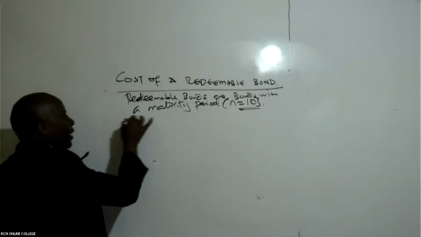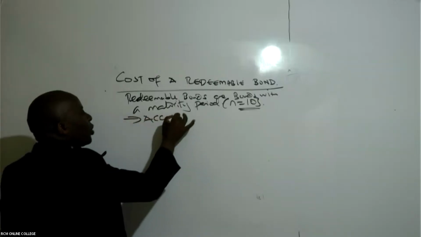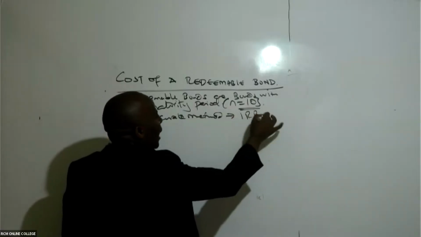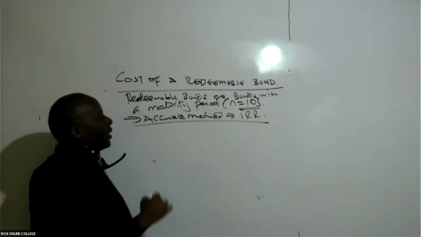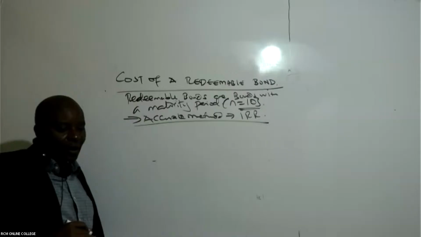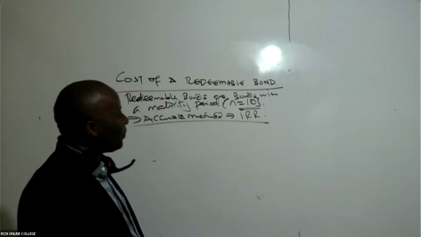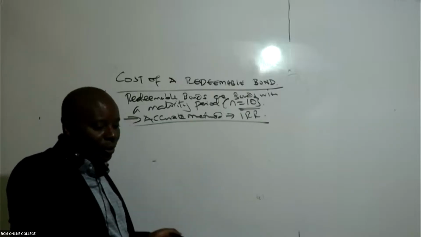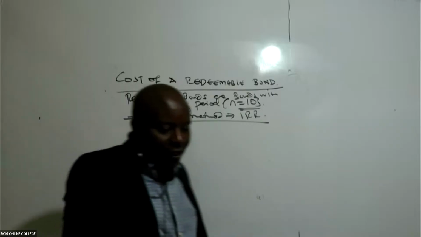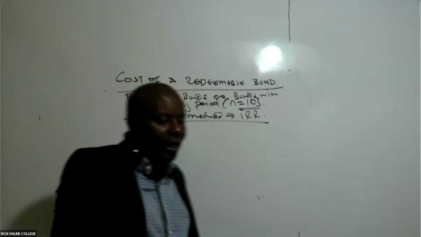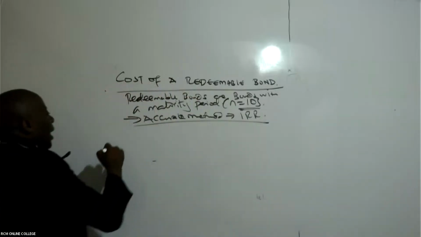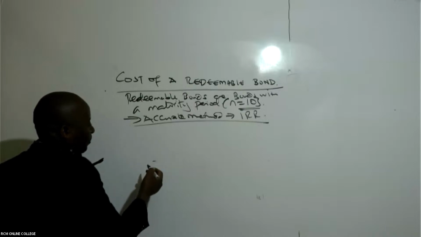There are formulas you can use, but the most accurate method here is internal rate of return. Write that in full. Internal rate of return. This is the most accurate. Then, ladies and gentlemen, I would need to get my cash flows.